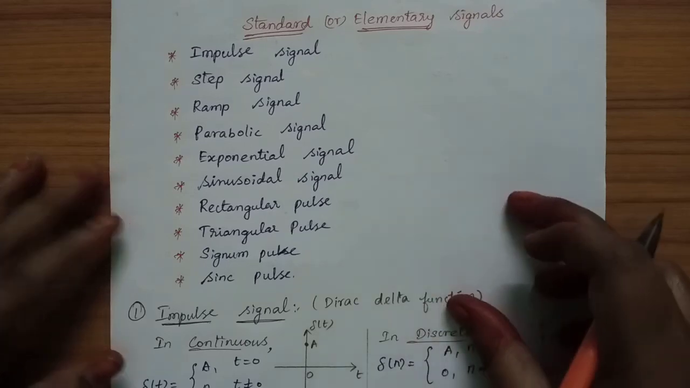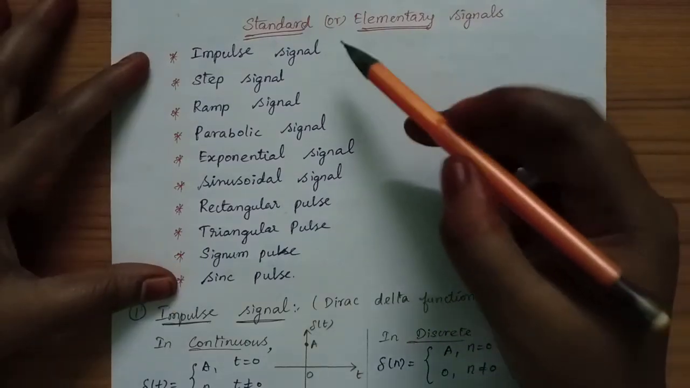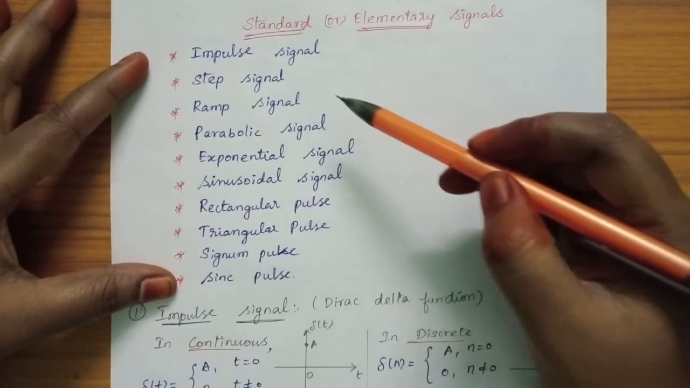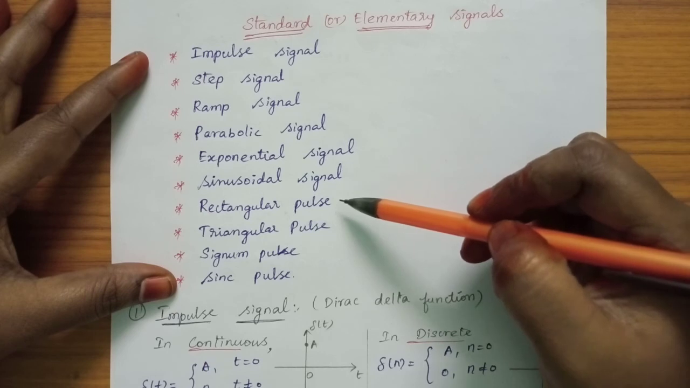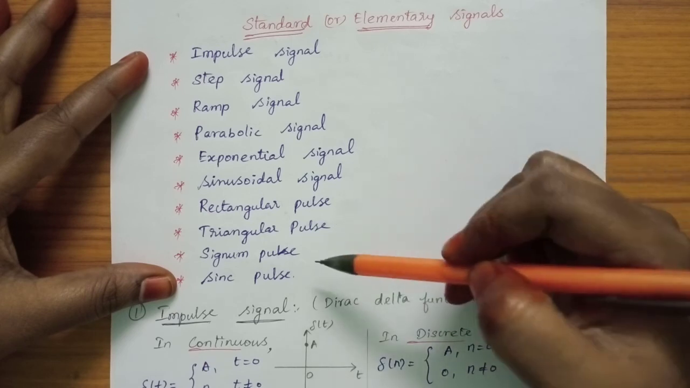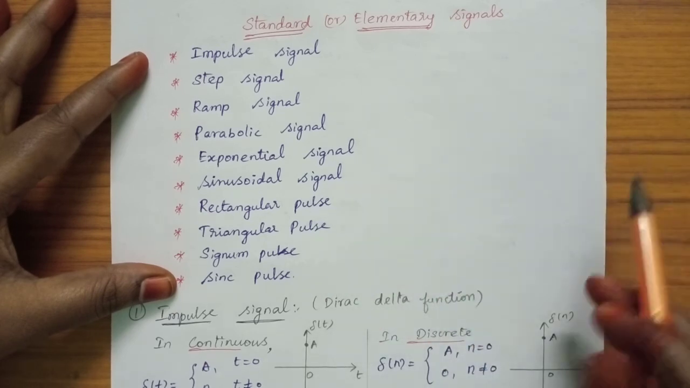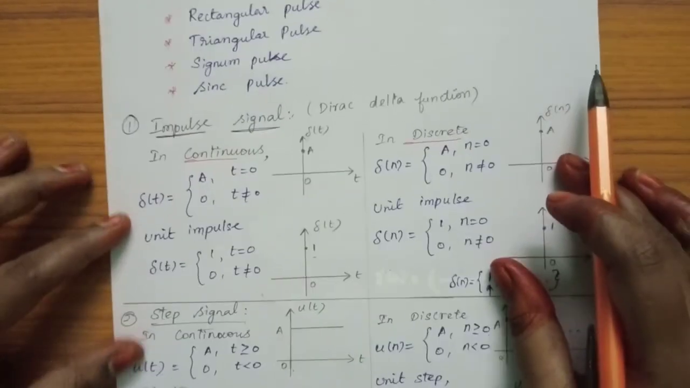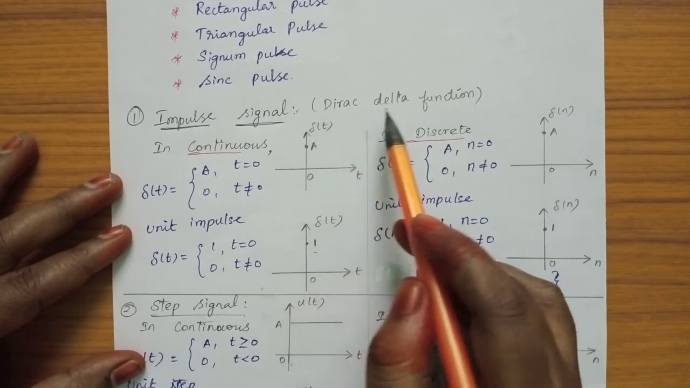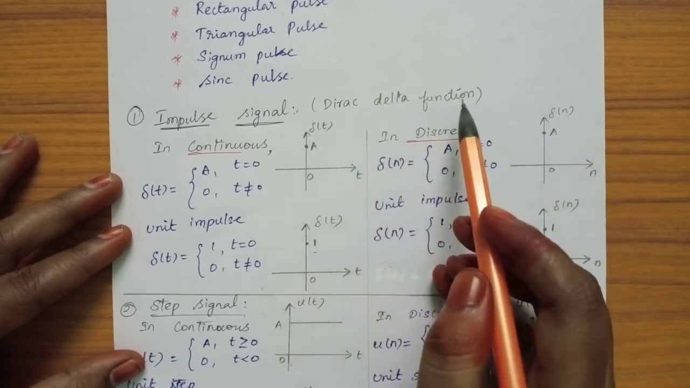So these are all the standard signals: impulse signal, step signal, ramp signal, parabolic signal, exponential signal, sinusoidal signal, rectangular signal, triangular signal, signum pulse and sinc pulse. First, impulse signal. It's also called the delta function, that is the Dirac delta function.